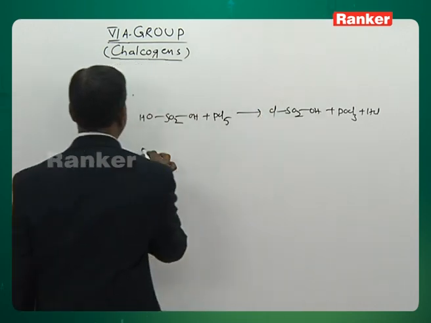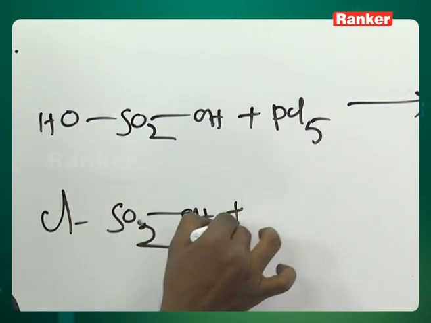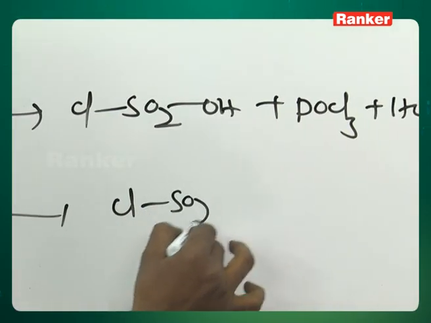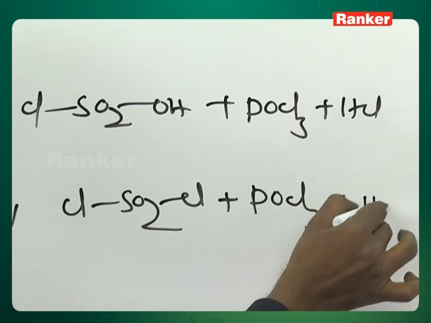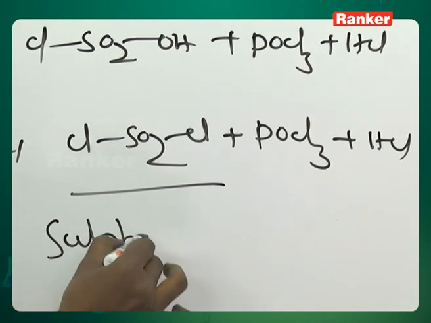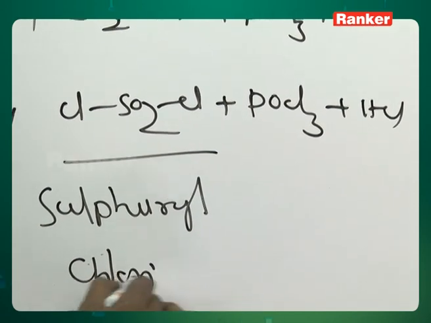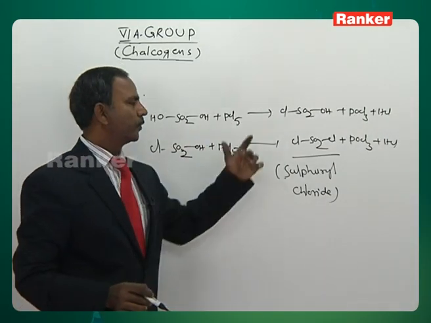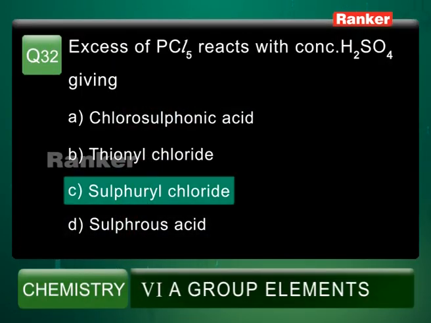After this, chlorosulfonic acid further reacts with PCl5 again. Then you are getting SO2Cl2, plus POCl3 and HCl. This is what you call sulfuryl chloride. Therefore, sulfuric acid with excess PCl5 produces the final product sulfuryl chloride. For question number 32, answer is C.